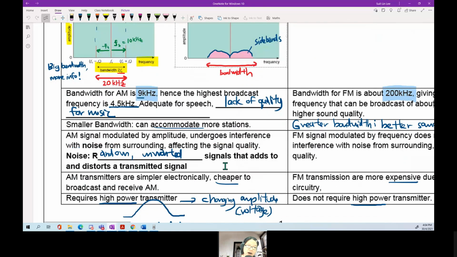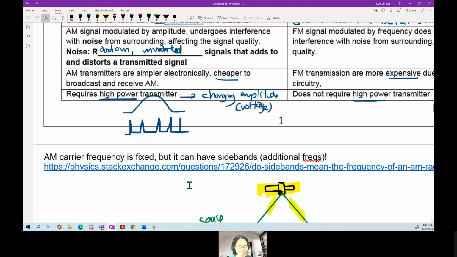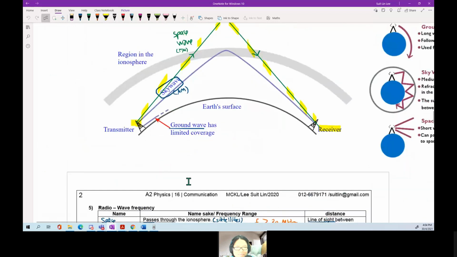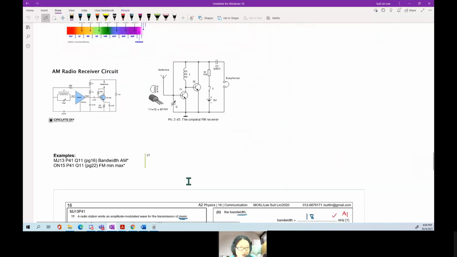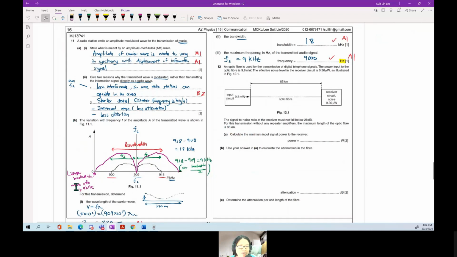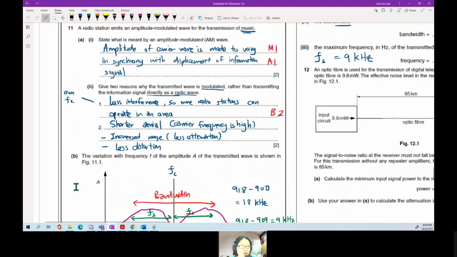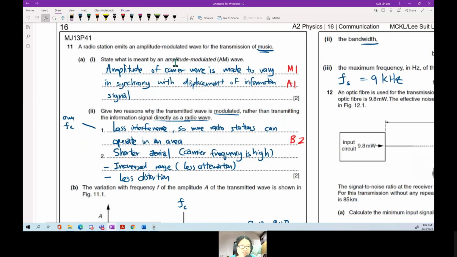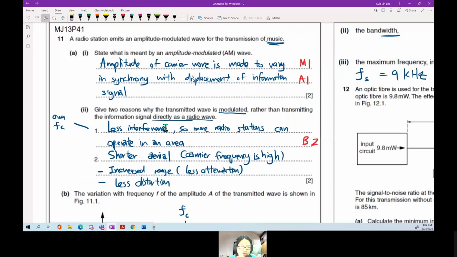AM, not so good because no quality. Good because travel far and cheap. FM, good quality but more expensive. That's the general idea of AM and FM. Nothing much now. Okay, so questions are like this lah. They will ask you to define AM and then ask you why we modulate.